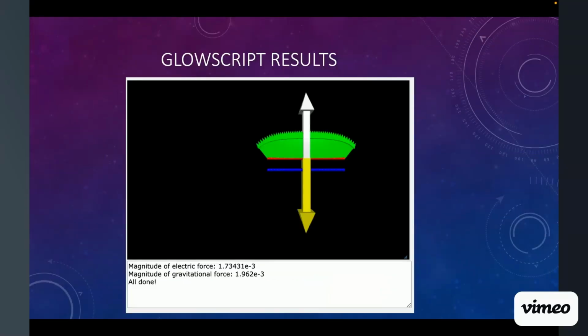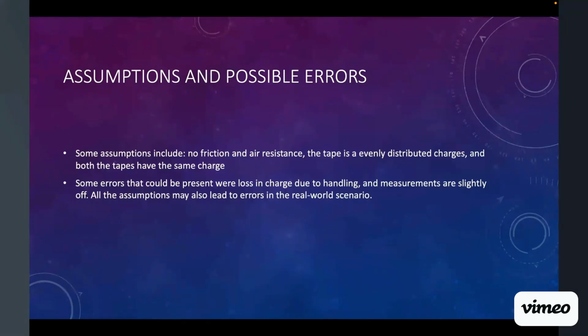So this is what a GlowScript result looks like. As you can see, the magnitude of the electric force and gravitational force are around the same, and that should be true because the tape is floating. Some assumptions and possible errors include that there's no friction or air resistance, the tape has evenly distributed charges, and both tapes have the same charge. Some errors that could be present were loss in charge due to handling, and the measurements being slightly off. All assumptions may lead to errors in a real world scenario.